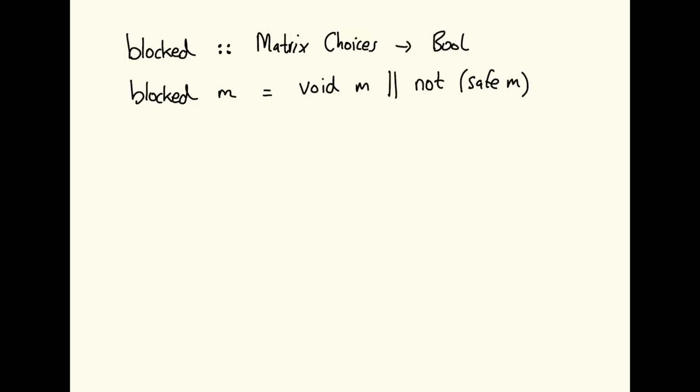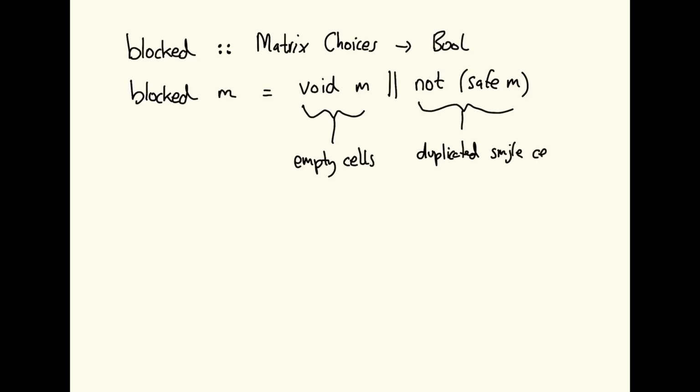Okay, so what does this actually mean? So this part here means there are empty cells. So there's choices where there's actually no choices left. And what this part here means is there could be, or there are, duplicated single cells. Okay, so this is what it means for a choice matrix to be blocked. Either there's some cells which are empty, or there's some cells where you have a duplicated single choice in a row, column, or a box.